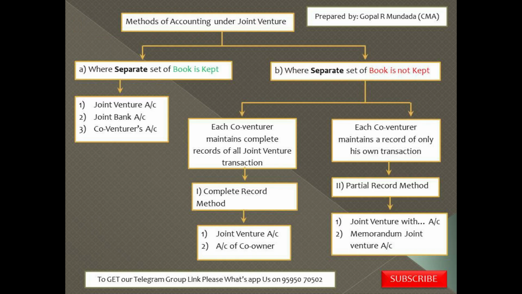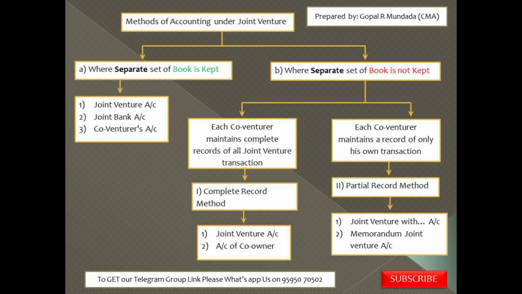Now we discuss the method of accounting under the joint venture. So there are basically 3 accounting methods which have to be maintained under the joint venture, we can understand one by one. So first of all, where a separate book of account is kept, in such a case, 3 accounts will be opened. Those accounts are the joint venture account, joint bank account, and co-venturers account.